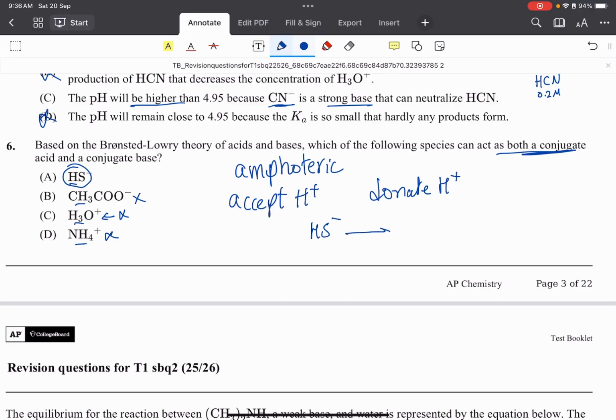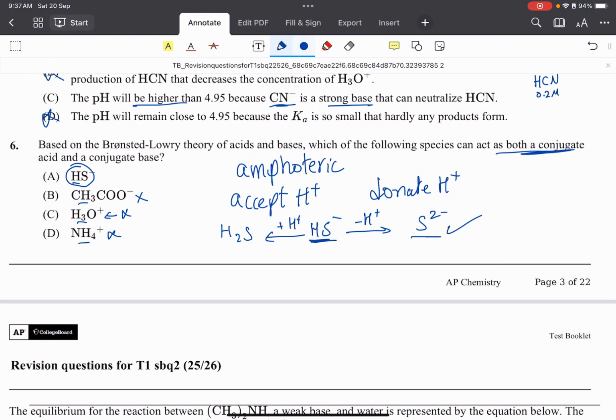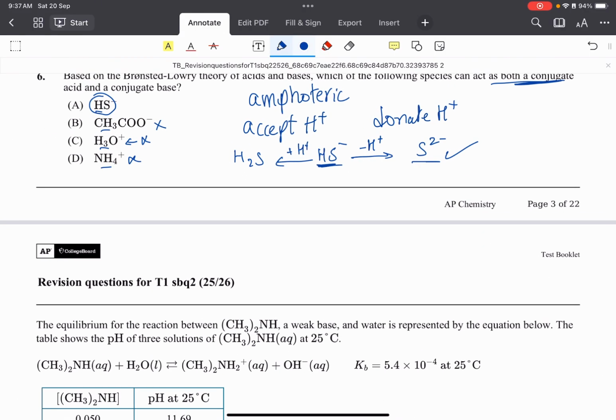HS minus. If it donates, it's going to be S2 minus. And if it takes an H plus from another substance, it's going to be H2S. If it's acting as an acid, I'm going to remove an H plus from it to obtain S2 minus. If it is acting as a base, it's going to accept a proton and give H2S.